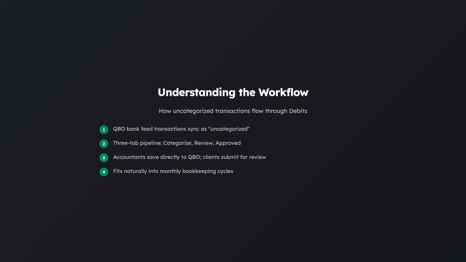Clients can also categorize their own transactions, but instead of saving to QBO, they click Send to Review. The transaction then moves to the Review tab, where an accountant verifies the work and either approves it or sends it back. Once approved, transactions appear in the Approved tab and are finalized in QuickBooks Online. This fits naturally into a monthly bookkeeping cycle: process transactions weekly, review client submissions, and close out the month.